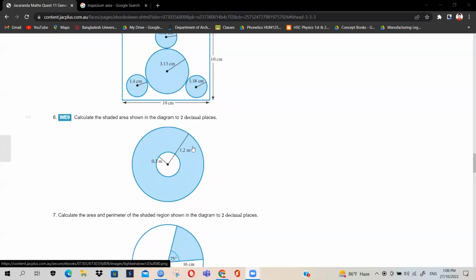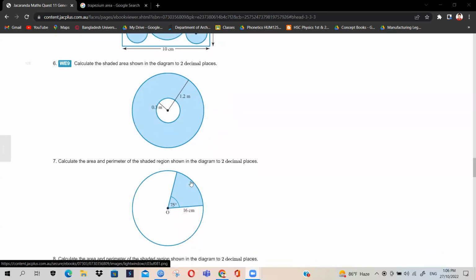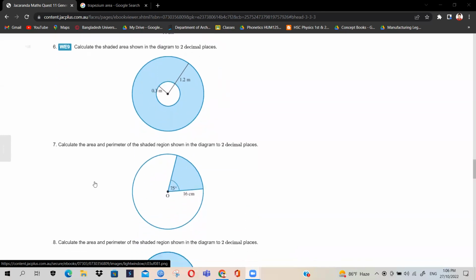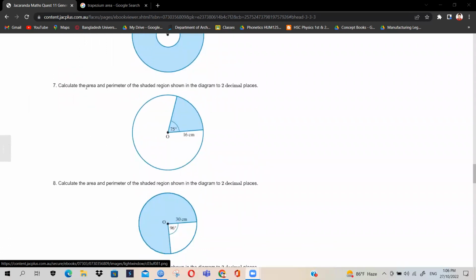Calculate the shaded area shown in the diagram to two decimal places. So you will get pi times 1.2 squared minus pi times 0.3 squared. All right. Calculate the area and perimeter of the shaded region shown in the diagram to two decimal places.